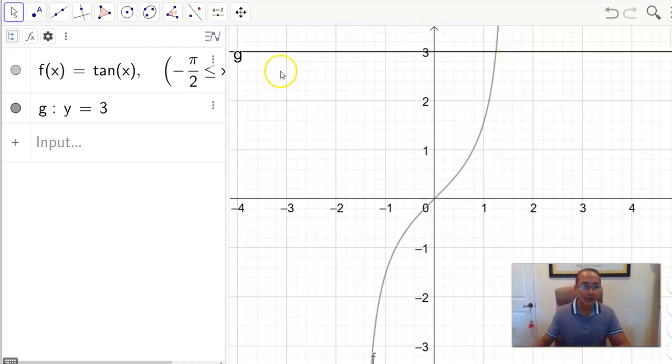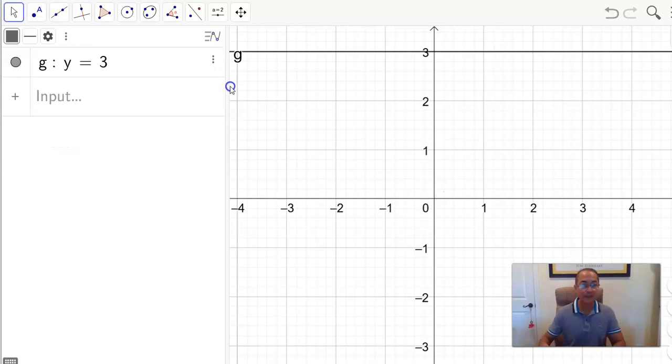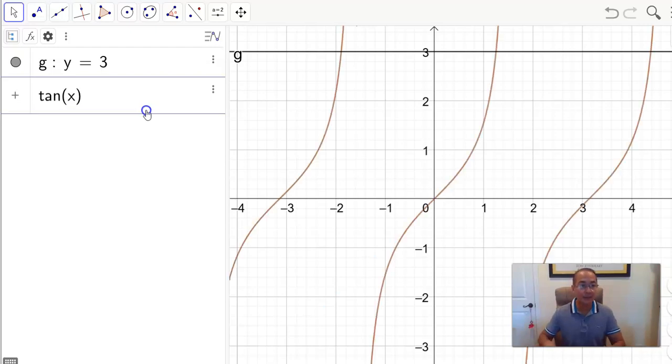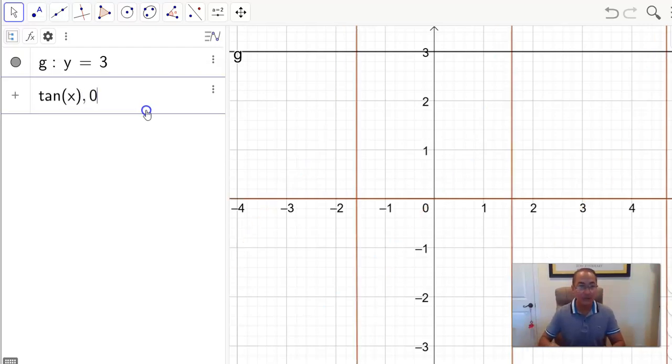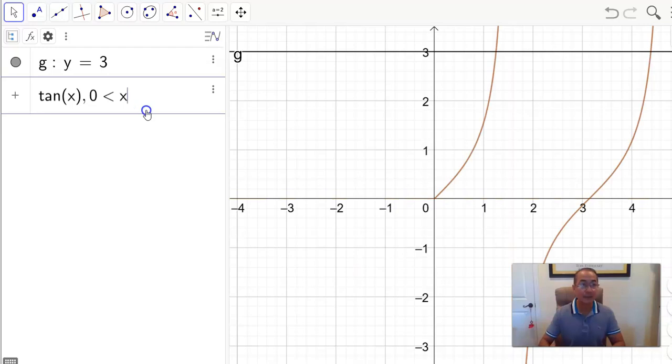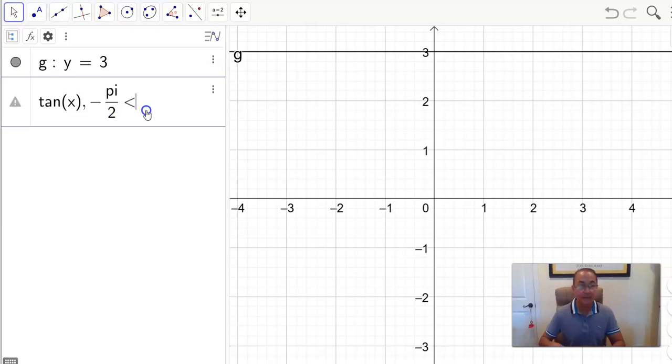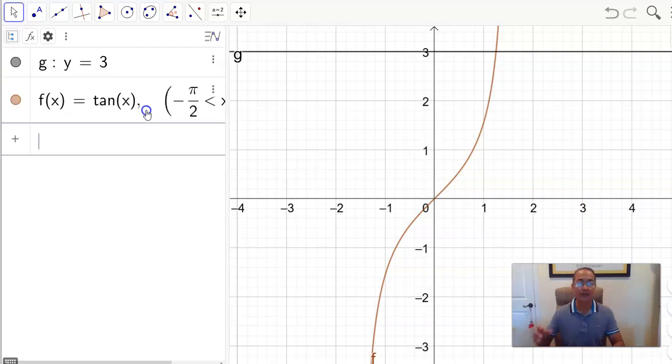Okay, so we tricked GeoGebra a little bit. We're not supposed to plug in pi over 2, so strictly speaking, that should be less than. Okay, so now it got mad at us. So we will graph tangent x, minus pi over 2 less than x less than pi over 2. Okay, so there we go. GeoGebra doesn't seem to mind that you plug in a number which it should not compute. It's not going to complain too much.